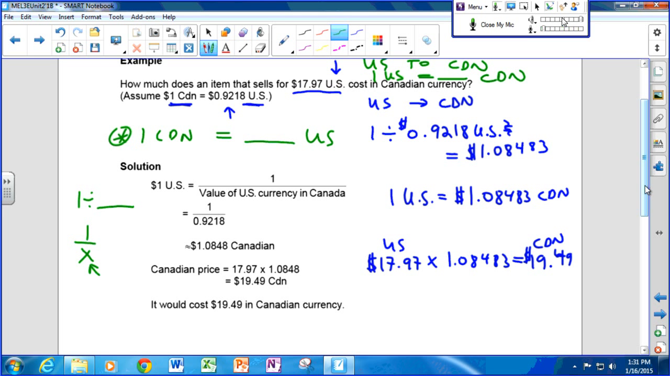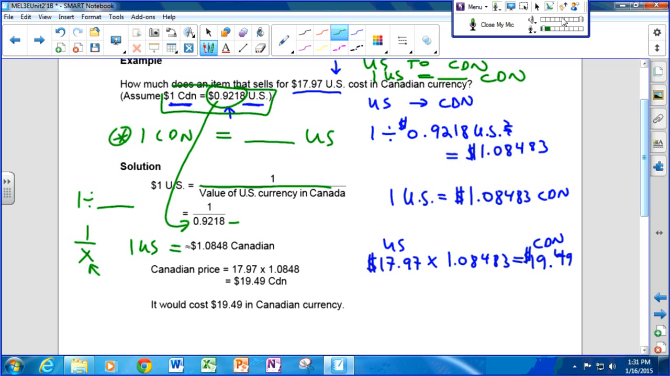Okay. So in this case, we have an amount 1 Canadian equals this 0.9218 US. So we want to know what 1 US is for Canadian. So we just go 1 and then divided by this number, which is the 0.9218 right there. Okay, so this is 1 US equals.